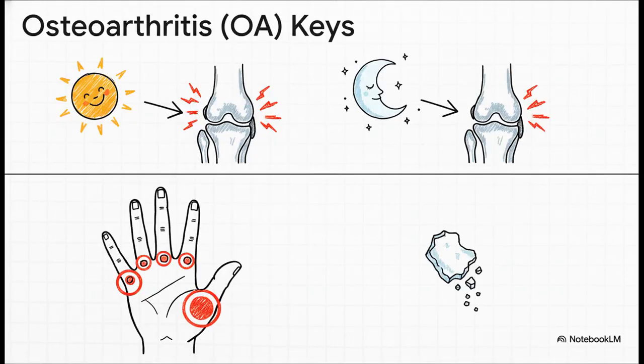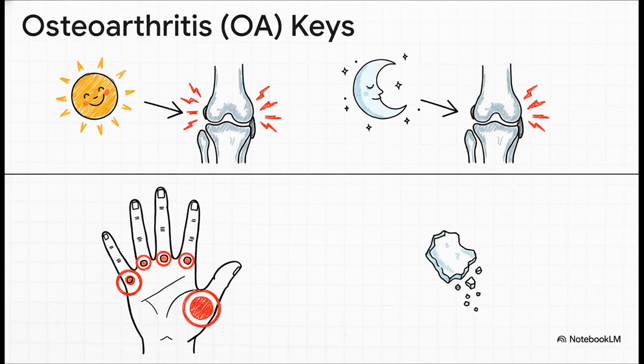So picture this. Your patient comes in and their main complaint is joint pain that just gets worse and worse as the day goes on. That is the absolute classic sign of OA. It's right there in red, pain that worsens with use. This tells you everything you need to know about its pathology. It's a wear and repair problem. Think of it as mechanical stress breaking down that cartilage over time.